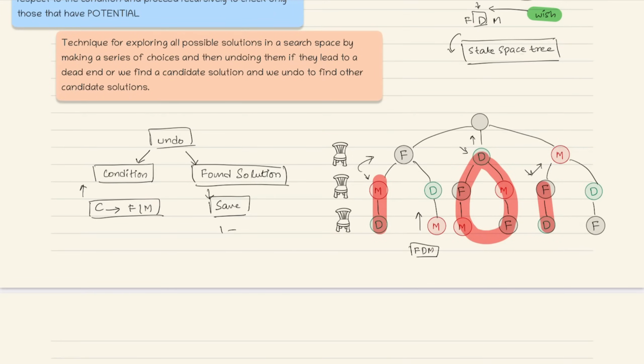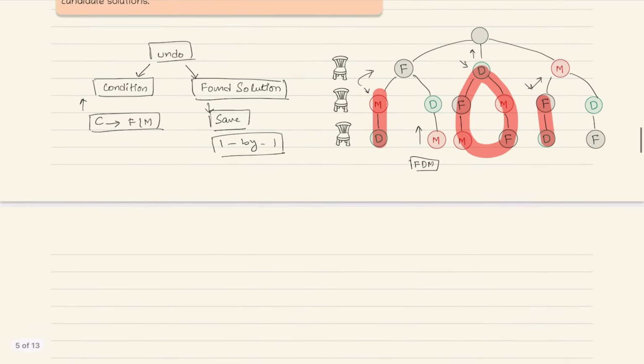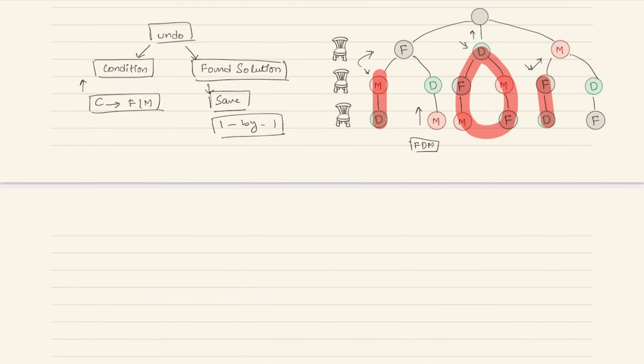Remember, this is one by one. It is going to remove each element to find other possible solutions. So we found the solution by adding one by one. Note that to find the solution, how we are traversing: we pick one element. We ask one question: have we compromised the condition, or have we found the solution?